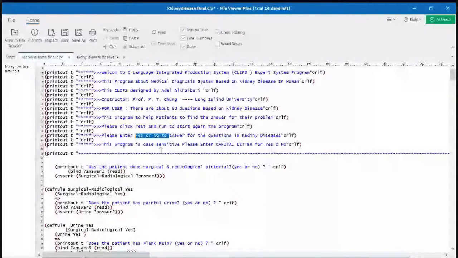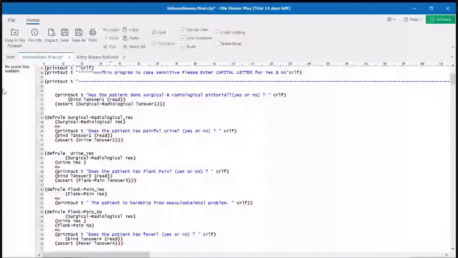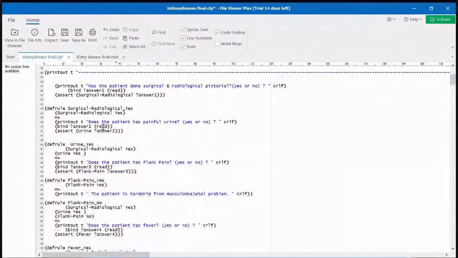This program first prints out the question, which depends on yes or no. If the doctor writes yes, he will go to the next step. Also if no, he will go to the next step. For example, "Has the patient had surgery?" He will write yes or no, and he will go to the next step.